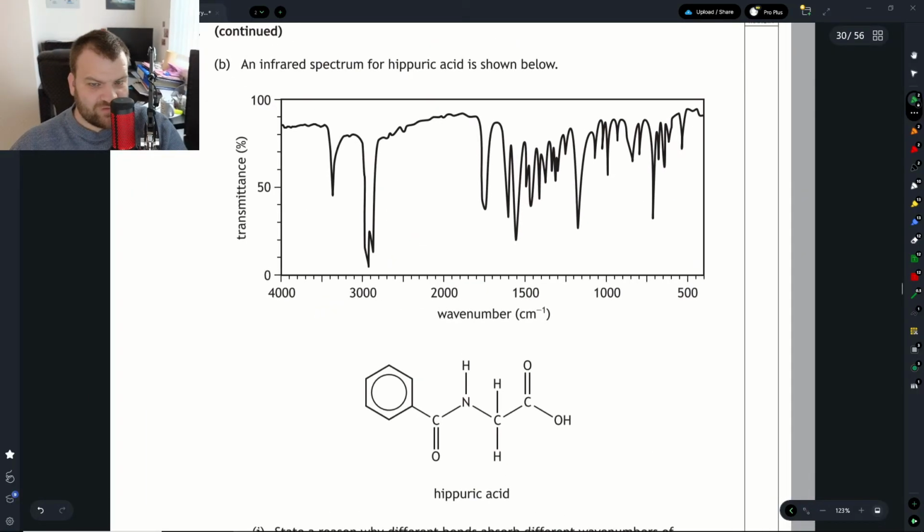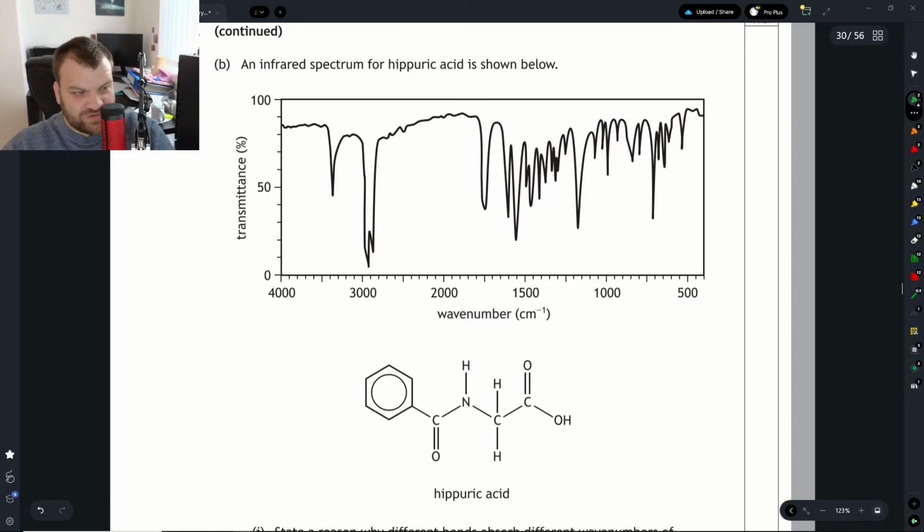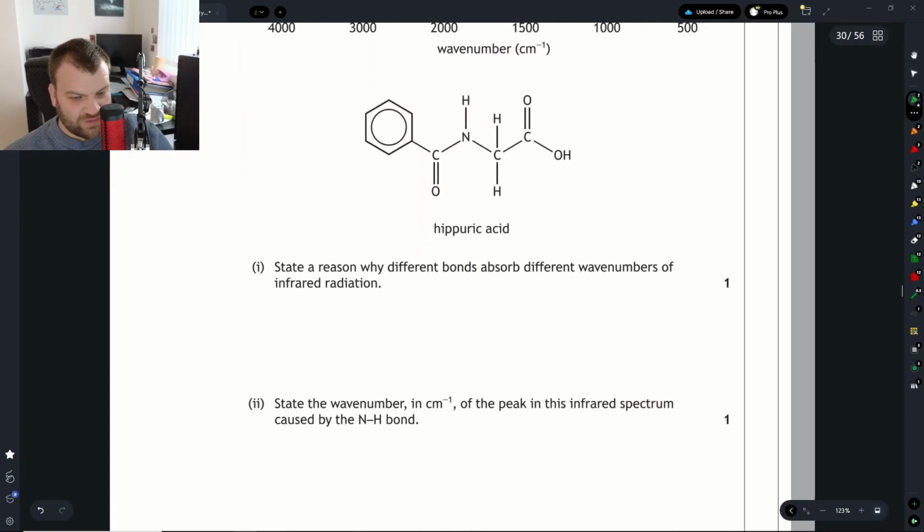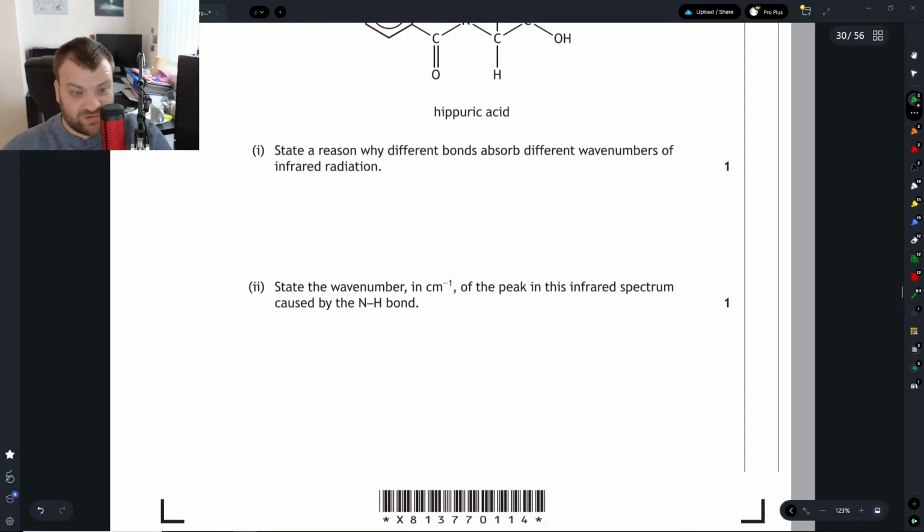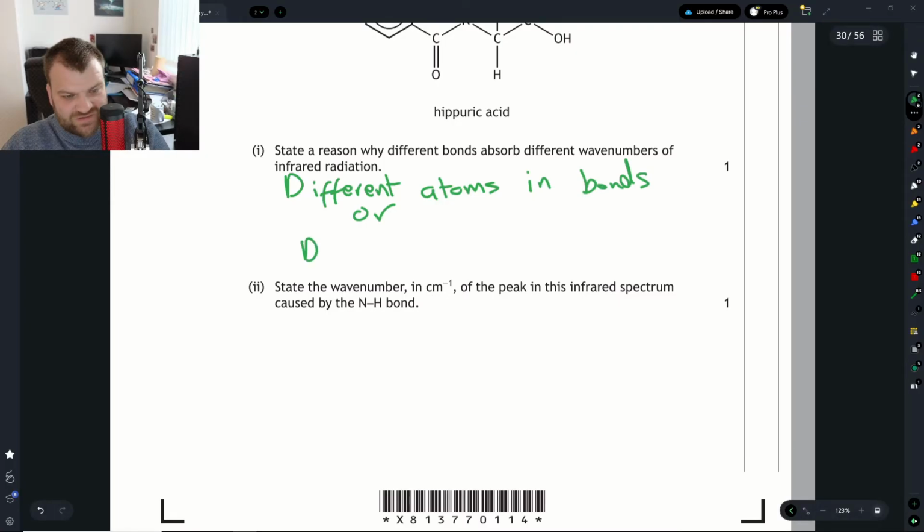This one, we've got an infrared spectrum. Infrared spectrum to do with vibrations. There are characteristic vibrations for different bonds. The reason why they absorb different wavelengths is that they have different masses and bonds. Another approach would be that they are different strengths.